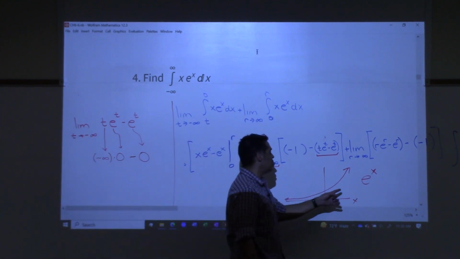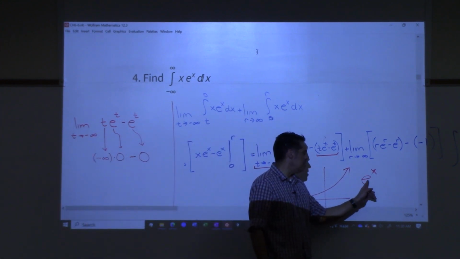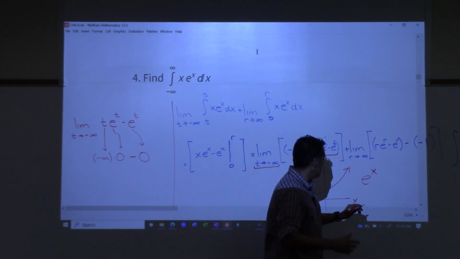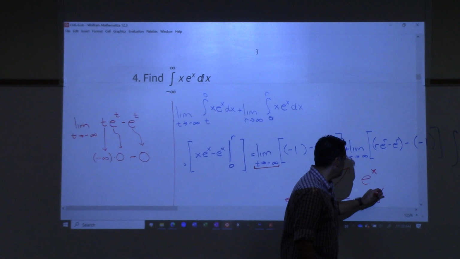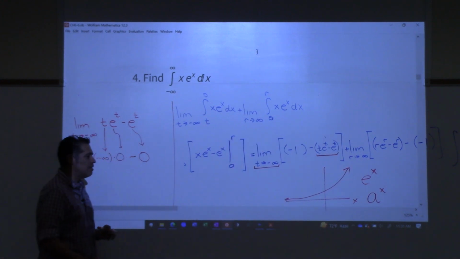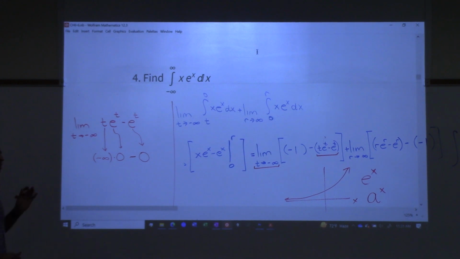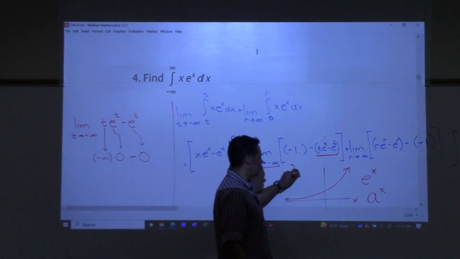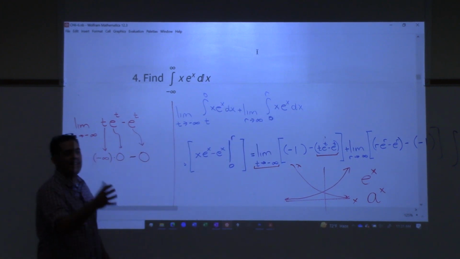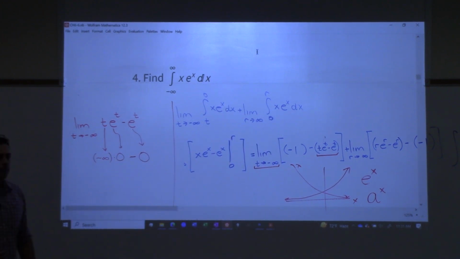Okay, so the question here is, does this work for any number down here? So you're saying, what if we had like a to the x? Does this work like this? The answer is only if a is greater than 1. If a is between 0 and 1, then it flips over the y-axis and you have exponential decay instead of growth. So your graph actually looks like this. But e to the x is the one that matters right now.